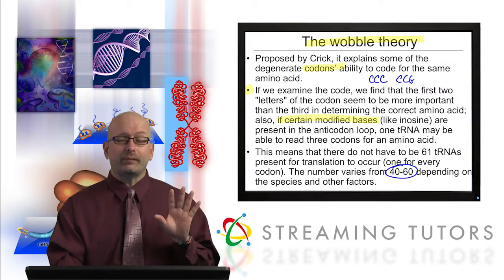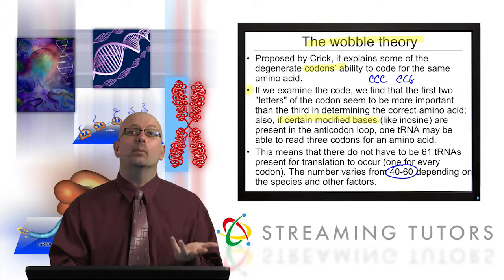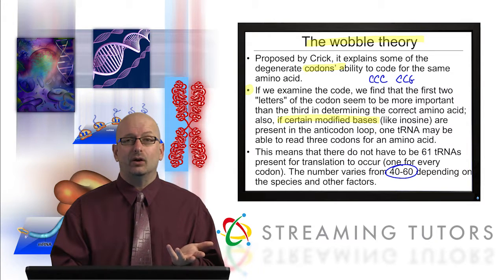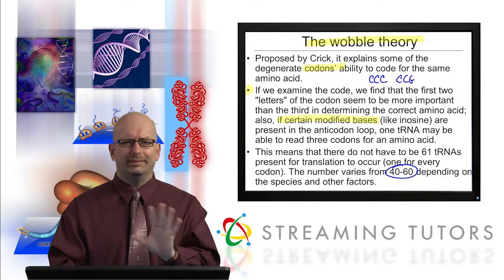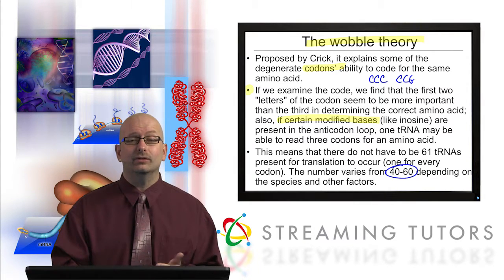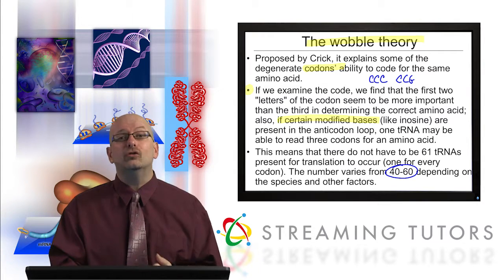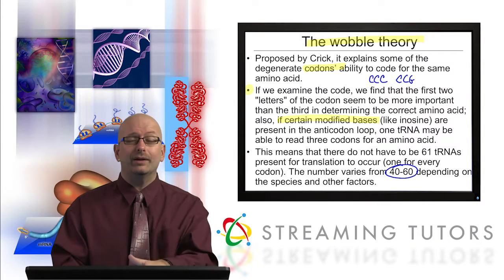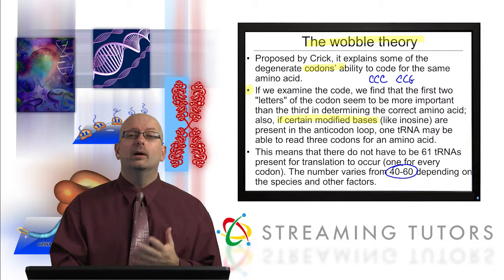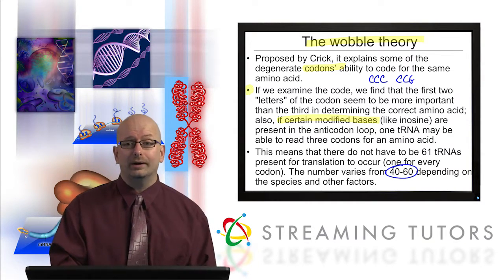But think about this, though. Absolutely, there would have to be at a bare minimum 20 tRNAs, right? Just not experimentally, just logically. You'd have to have one for every amino acid at least. Because this degeneracy is not consistent and it's not the same with every single amino acid, there's going to have to be more than that. But you don't need one necessarily for every single codon. All right?